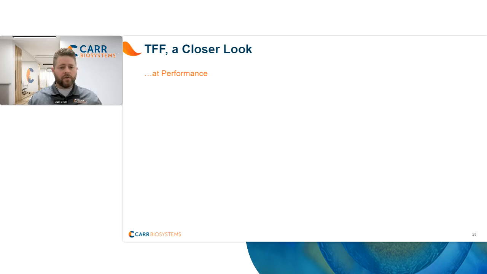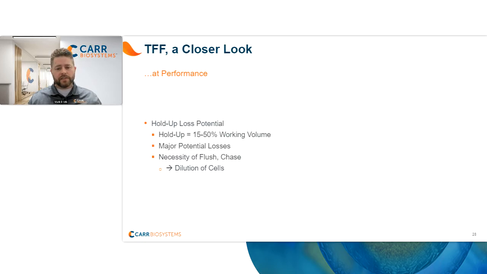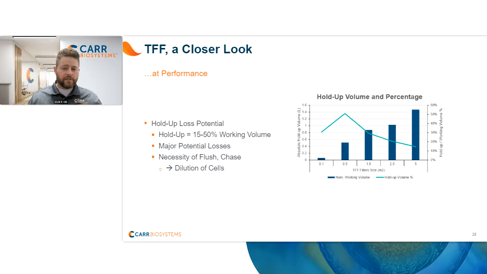And lastly, hold-up volume and hold-up loss potential. From an existing vendor, this graph represents their hold-up volume as a percentage of their recommended working volume. You can see across these different scales, it ranges from 15 to 50%, which means there's a major necessity to chase or flush the cells, which can also drive a dilution of your final concentration, reducing the optimization of your final concentration for whatever next process there is.